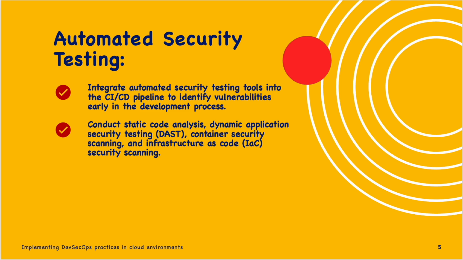Next is automated security testing. Integrate automated security testing tools into the CI/CD pipeline to identify vulnerabilities early in the development process. Second, conduct static code analysis, dynamic application security testing, container security scanning, and infrastructure as code security scanning. To do that, there are a number of tools available in the market. First, you need to identify the security testing requirements, like whether you want to do container security scanning, API security testing, or infrastructure as code security scanning.